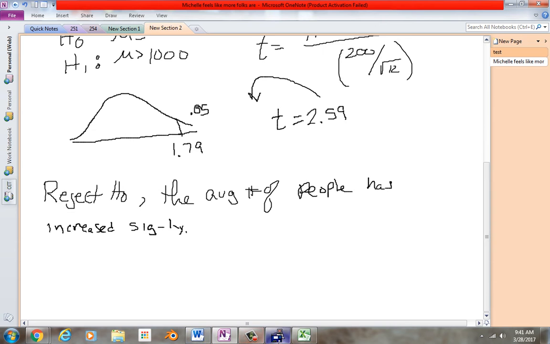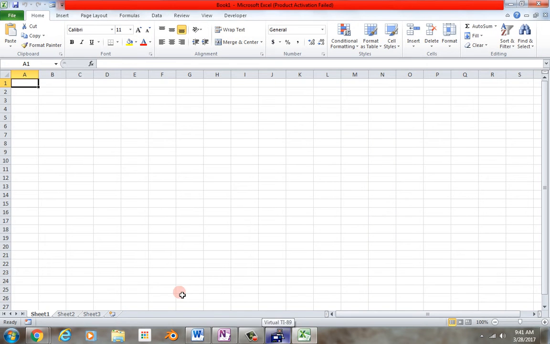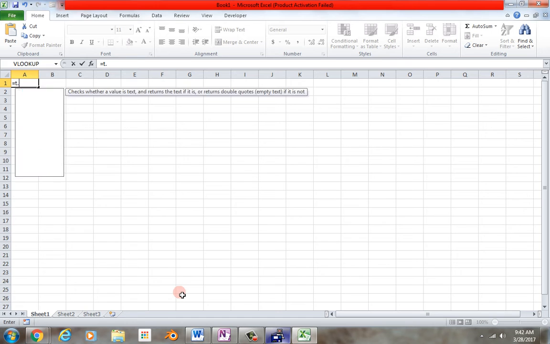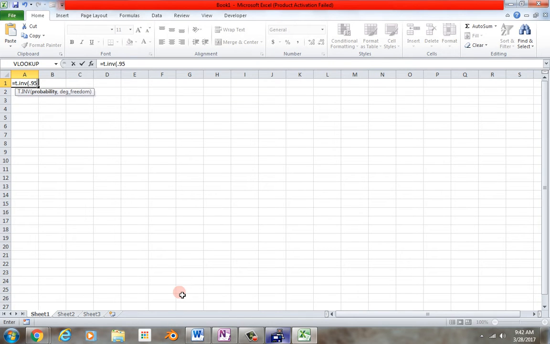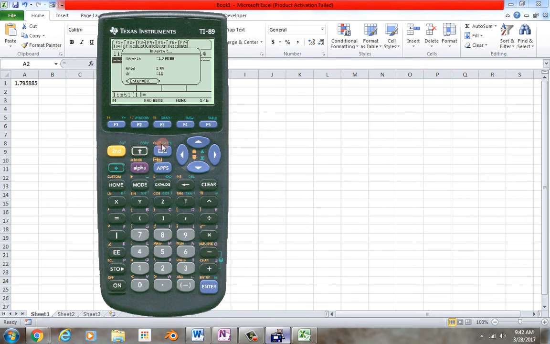Okay. Now, if you don't have a TI 89 or 84 with the inverse on this, you can also do it like this on the calculator, on Excel, T.INV, right there, boom. And you can put in 0.95, 11, and there's your cutoff score. Okay, you can also do a t-test on this calculator, and I'm totally fine with that too.